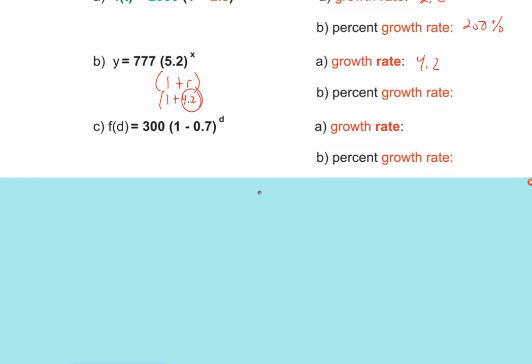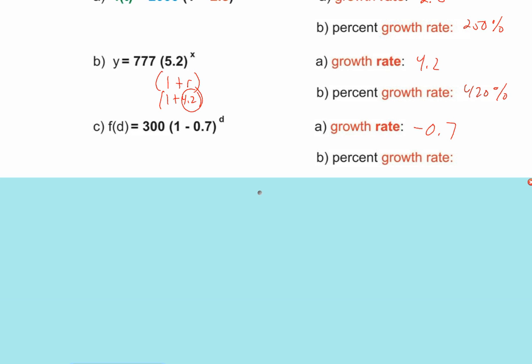All right, C is easy. The growth rate is negative 0.7, right? The growth rate is negative 0.7. Oh, we didn't do the percent on B, did we? 4.2 in percent form is 420%.